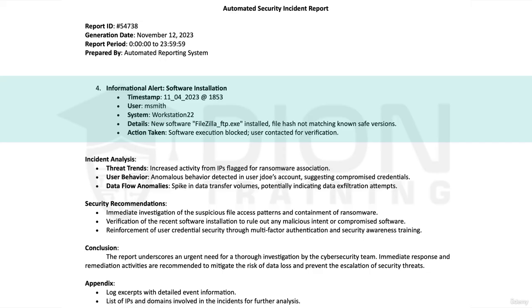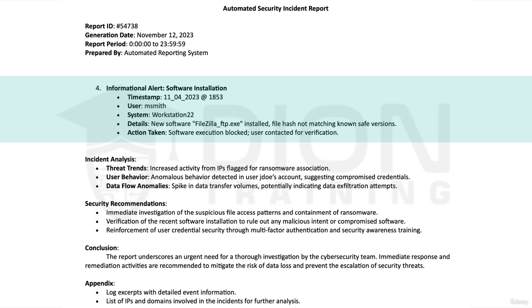The next thing we're going to look at is on page 2, which is our fourth alert. And this is an informational alert, which just says software was installed. Now, in general, software being installed is not a big deal, but we do want to at least log it so we know what happened. Now, as we look at this, it happened at 6:53 in the evening. The user was M. Smith, and it happened on workstation 22. The software that was installed is called FileZilla FTP, and the file hash was not matching a known safe version.